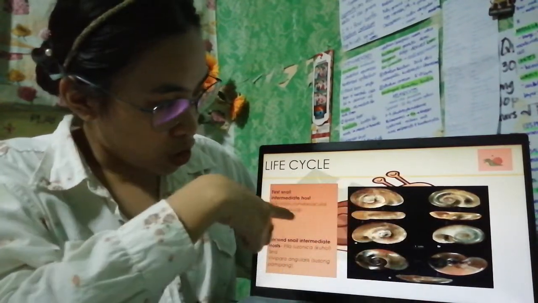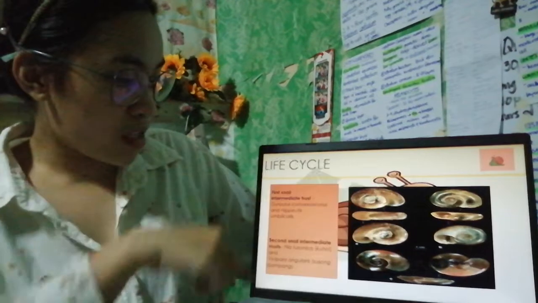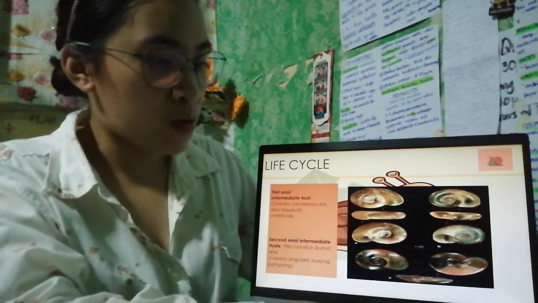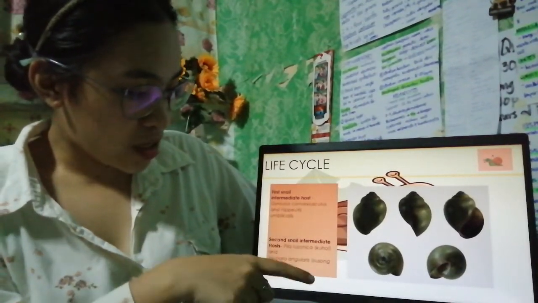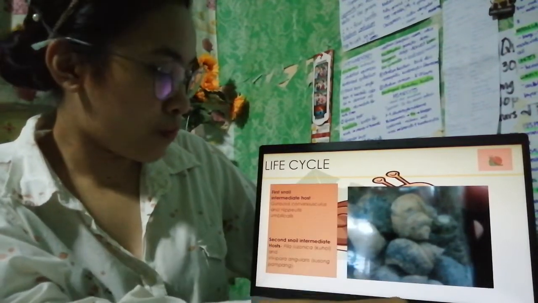A and B is the first intermediate host, while the second snail intermediate host is the Pila luzonica, which is called kohol, and the Vivipara angularis or susong pangpang. These are eaten by people.